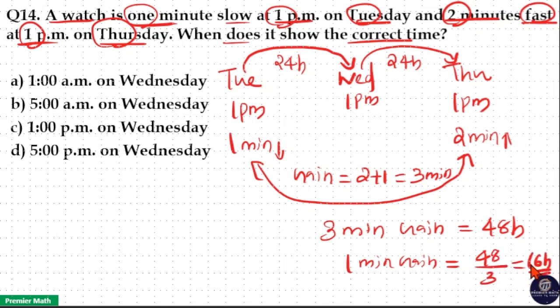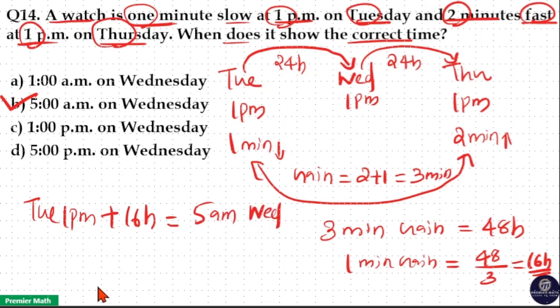So after 16 hours from Tuesday 1 p.m. it will show the correct time. So Tuesday 1 p.m. plus 16 hours is equal to 5 a.m. on Wednesday. 5 a.m. Wednesday. So option B is your answer.